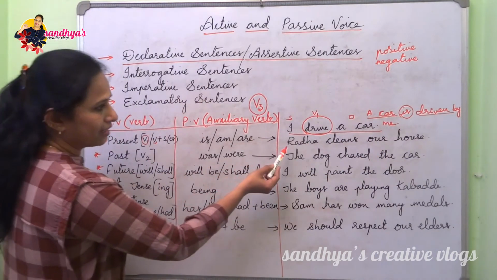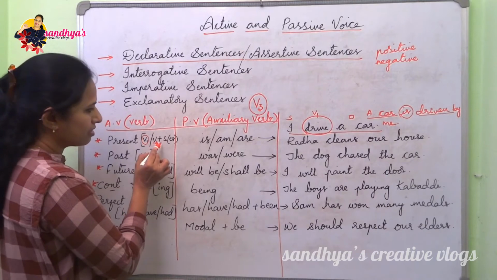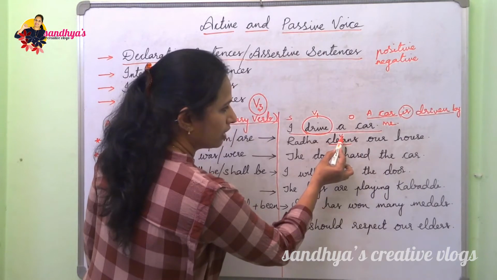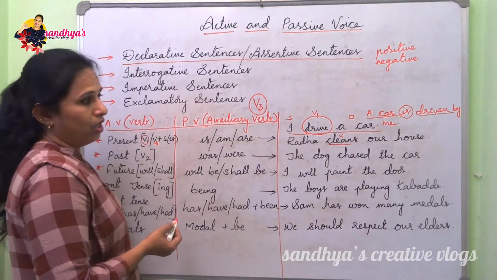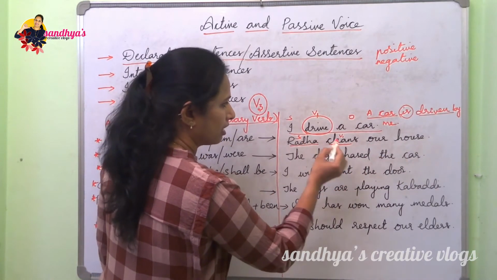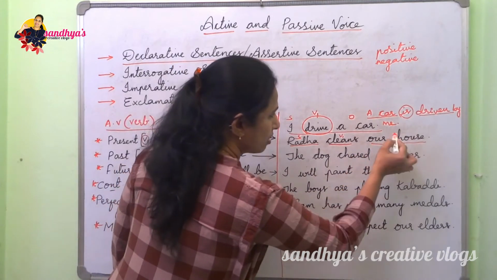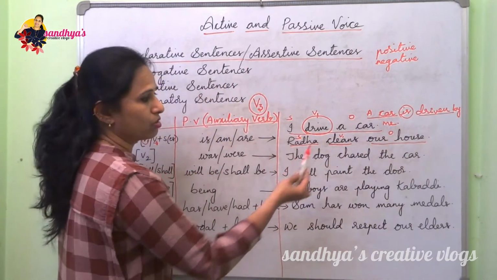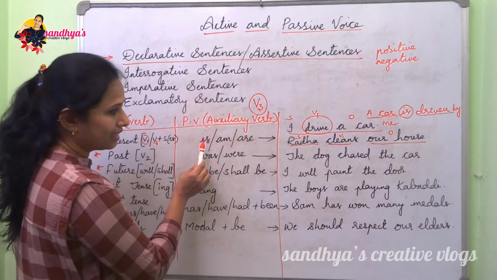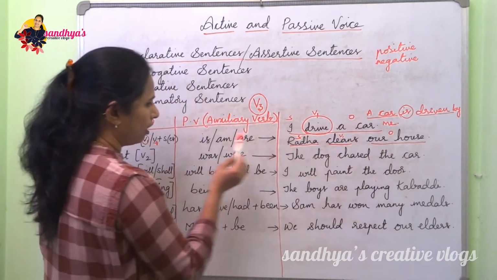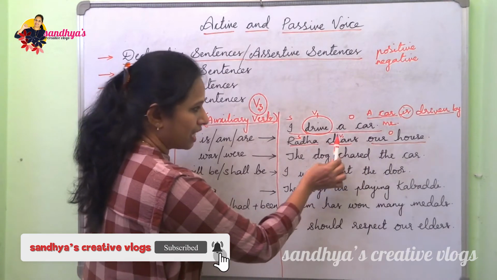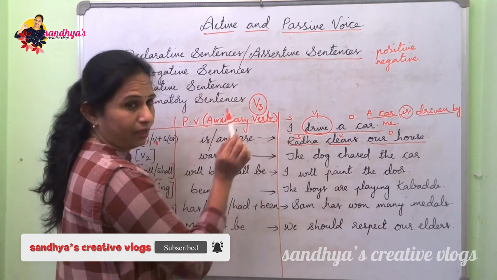And coming to the next example, I told you V1 plus s or es. That means clean is the root form of the verb, that is V1. For this V1, s is added. Okay, Radha cleans our house. So Radha is the subject, cleans is the verb, our house is the object. Now let us start from our house. Our house, now our house is, once again it's is because it's singular. Our house is clean, the third form is cleaned. Our house is cleaned by Radha.